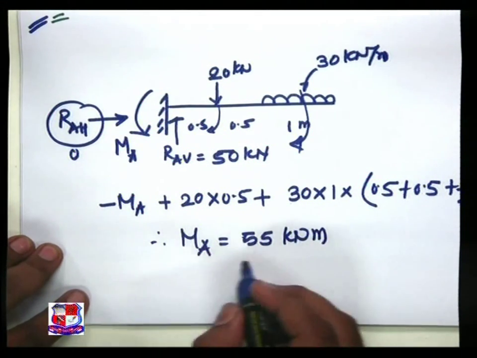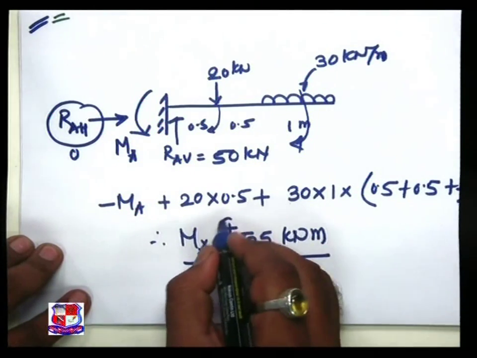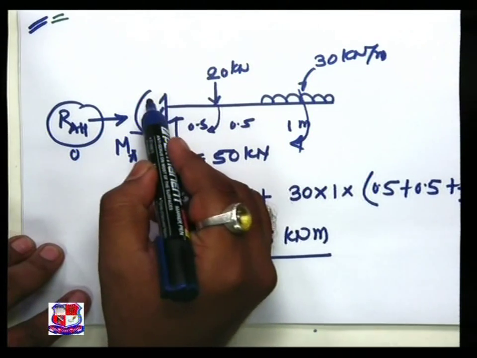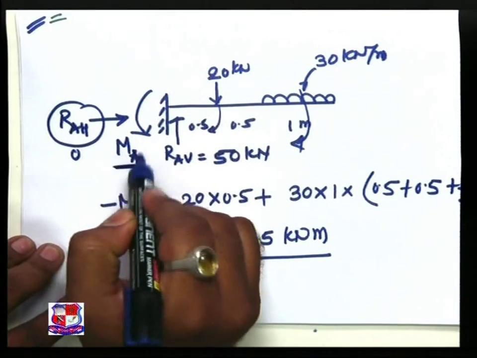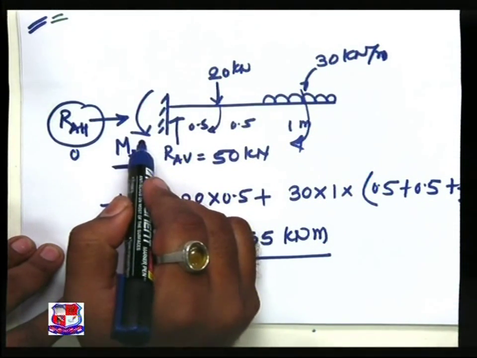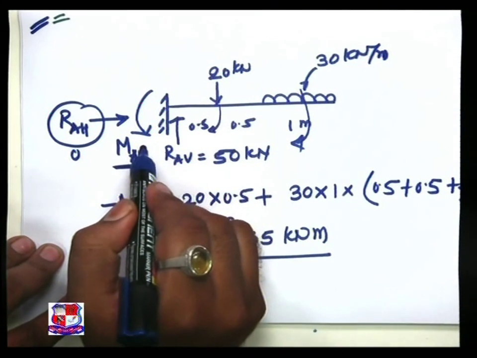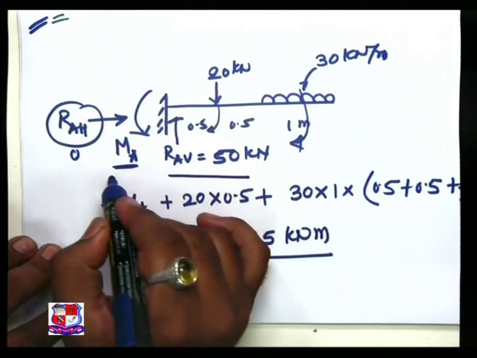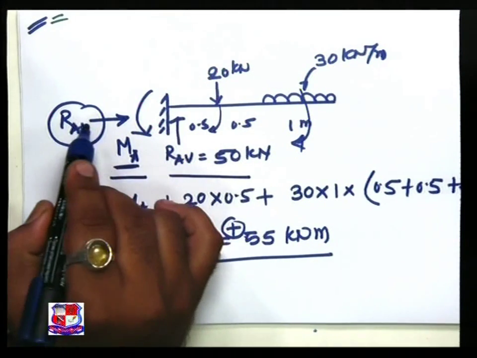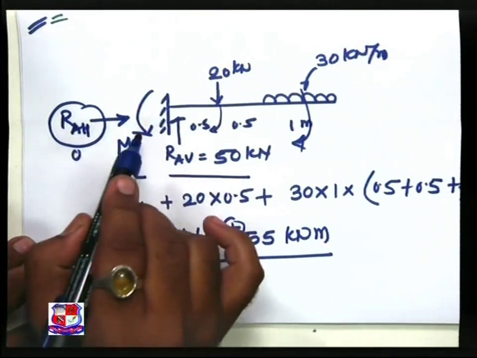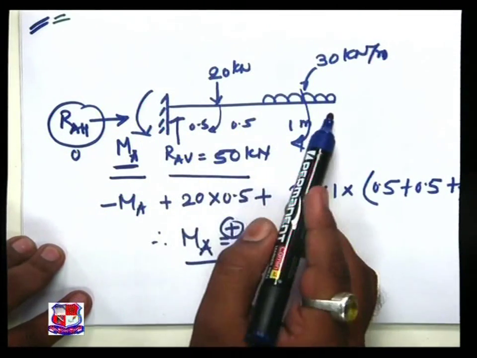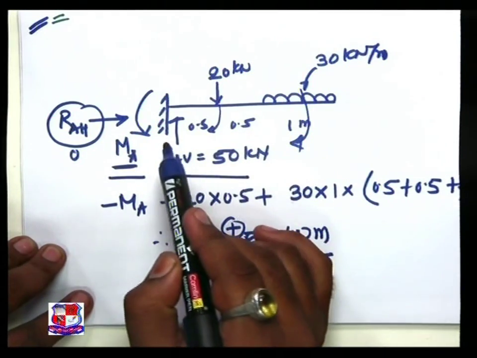55 kilonewton meter. This positive sign indicates that our assumed direction of MA is right. So MA is of anti-clockwise nature. Now after finding RAV, MA and RAH, let us draw the shear force diagram, or let us find out what will be the variation of shear force along the length of the beam.